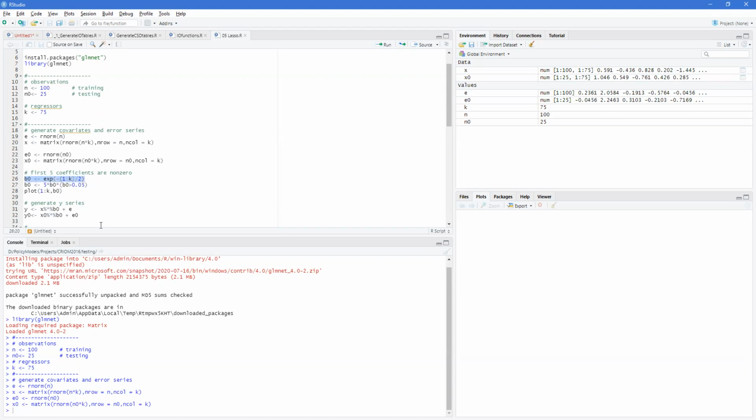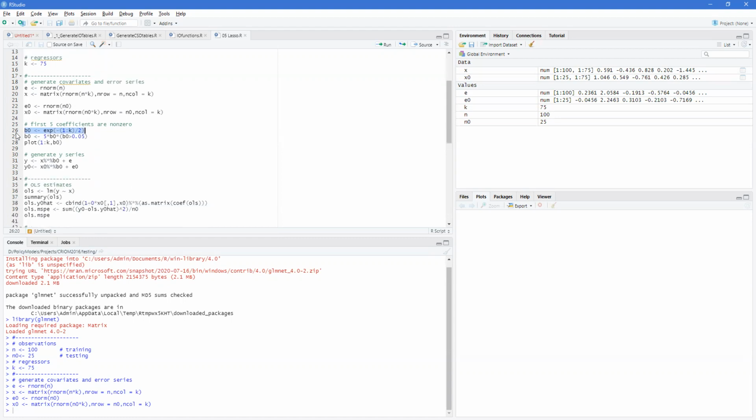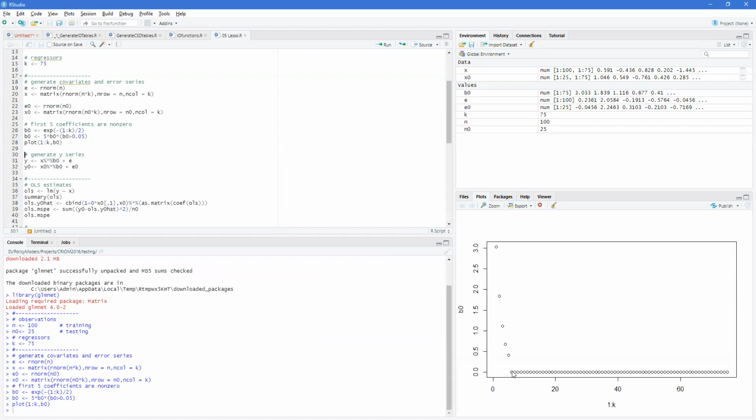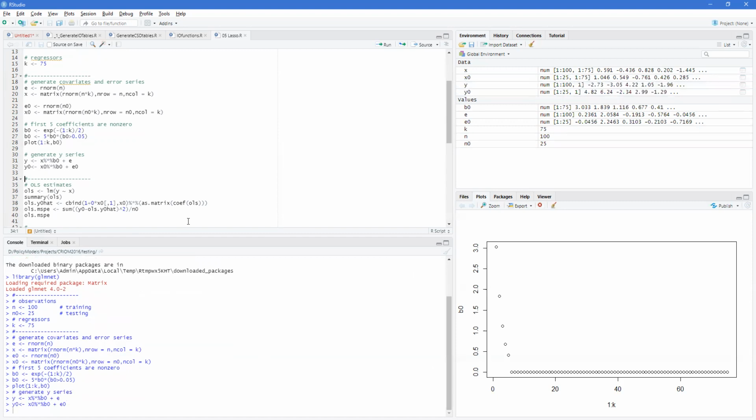Our parameters, so how these things are related, we're going to use a functional form and a cutoff, which says that only the first 5 coefficients are non-zero. And we can plot this and we can see that after the 6th one, these are decreasing and then they go down to 0. So this is a fixed line where it drops. So now we can generate our model, and we know that we're going to have non-zero parameters for the first ones and then zeros for all the other ones, even though we have 75 regressors. So we can generate our training and our testing series.